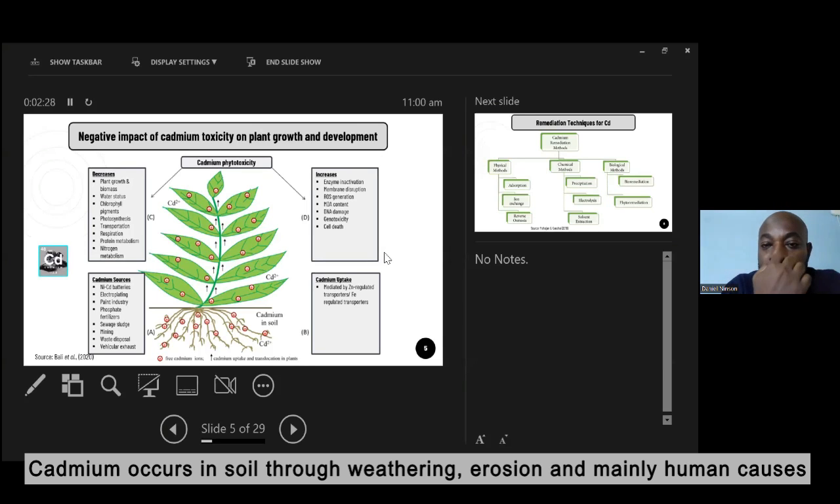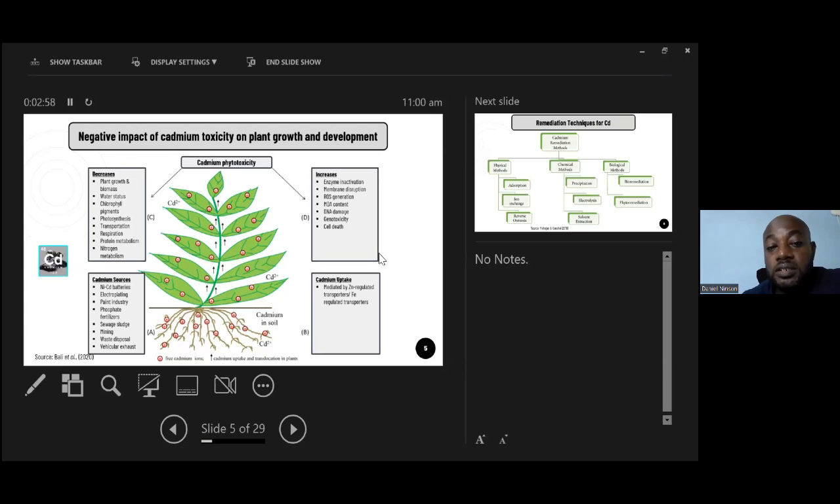Cadmium naturally occurs in soils, basically through weathering, erosion, and whatnot. And the other big part is through human causes, through production of paint, various batteries, the excessive application of fertilizers and pesticides, all of which have components of these that get deposited into the soil.